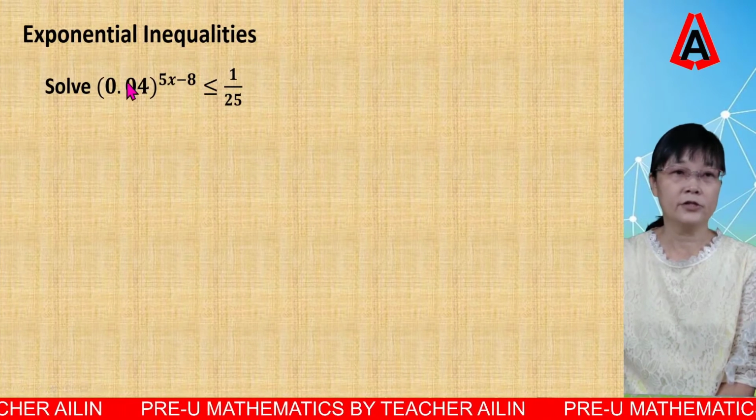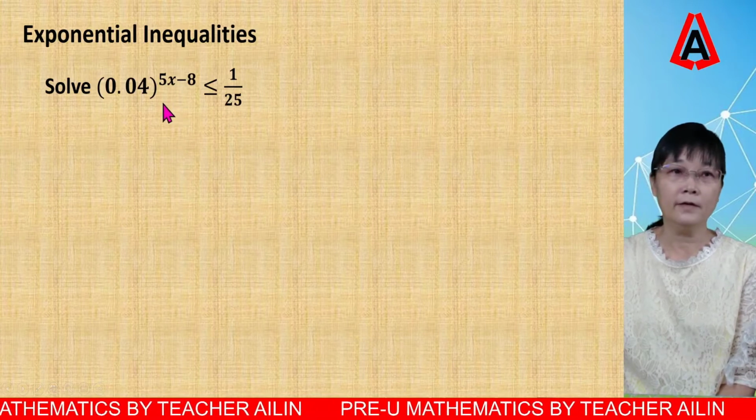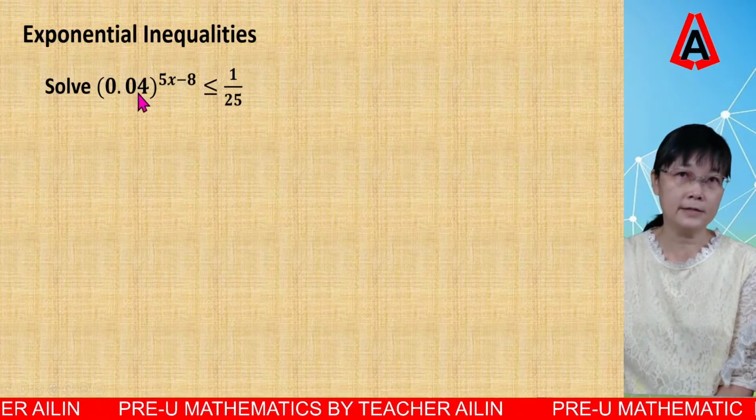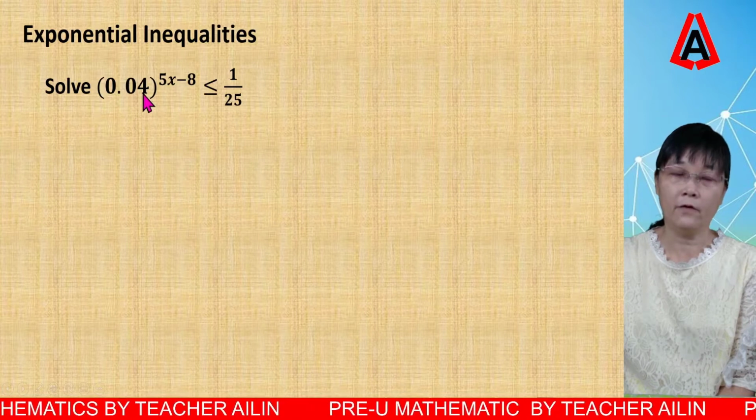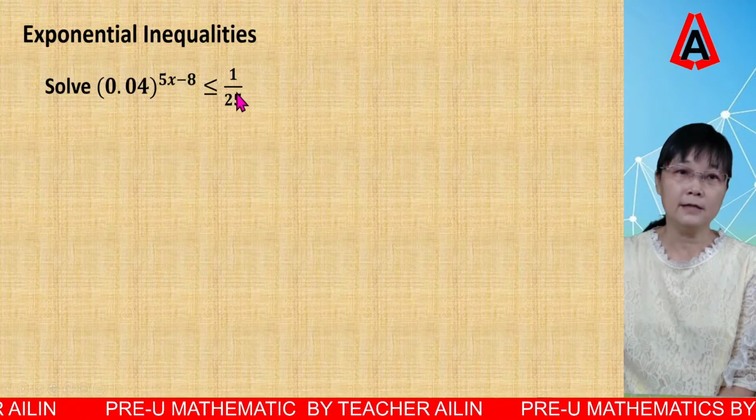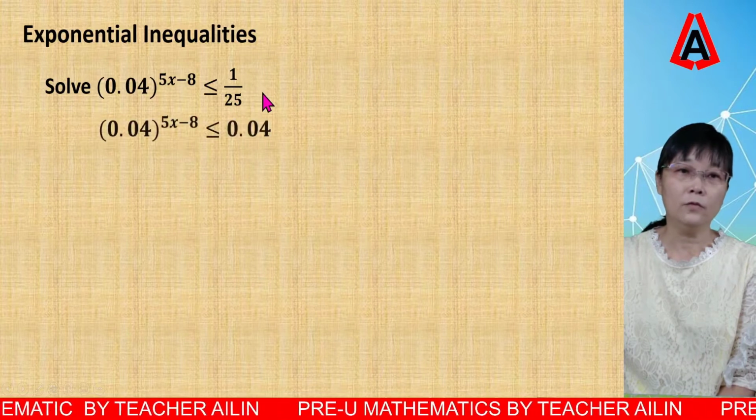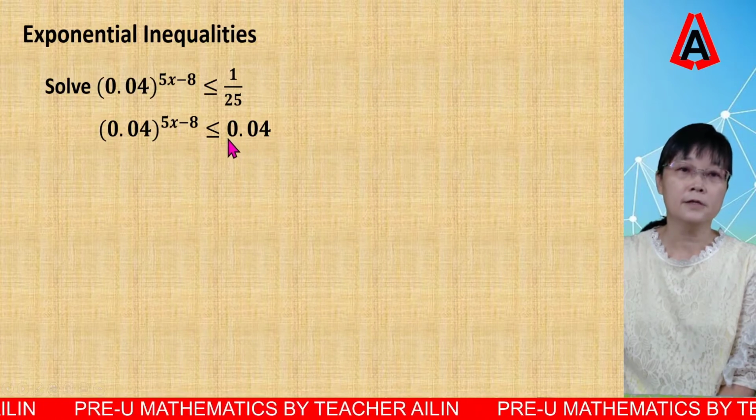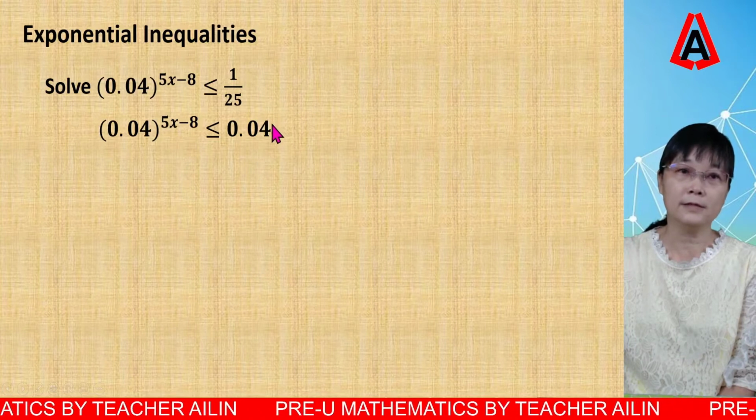Now let's try this question. Solve this exponential inequality. When solving an exponential inequality, the important thing is we must make sure that the base is the same. Now on the left hand side, the base is 0.04 with the exponent 5x minus 8. On the right hand side, it is a fraction, 1 over 25. And we know that 1 over 25, when we change to decimal, is 0.04. So this 0.04 is the base with the exponent 1.